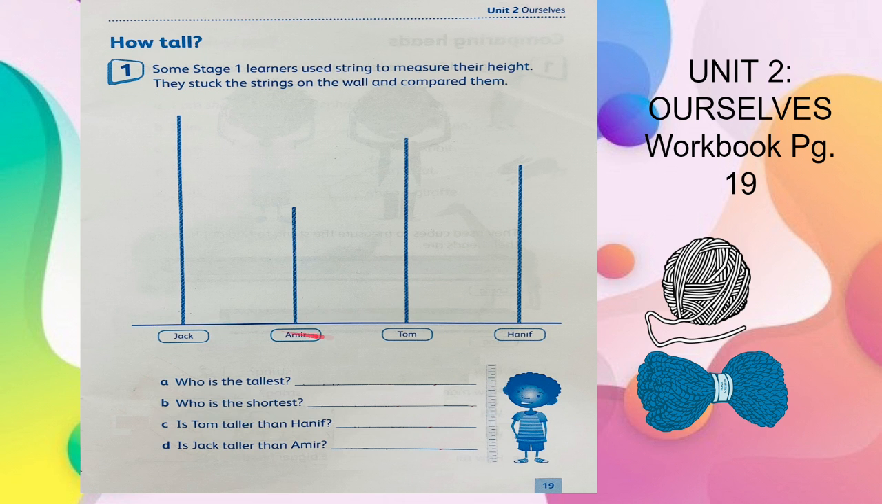Here, there are names of kids: Jack, Amir, Tom, Hanif. You will find out A. Who is the tallest? B. Who is the shortest? C. Is Tom taller than Hanif? D. Is Jack taller than Amir?